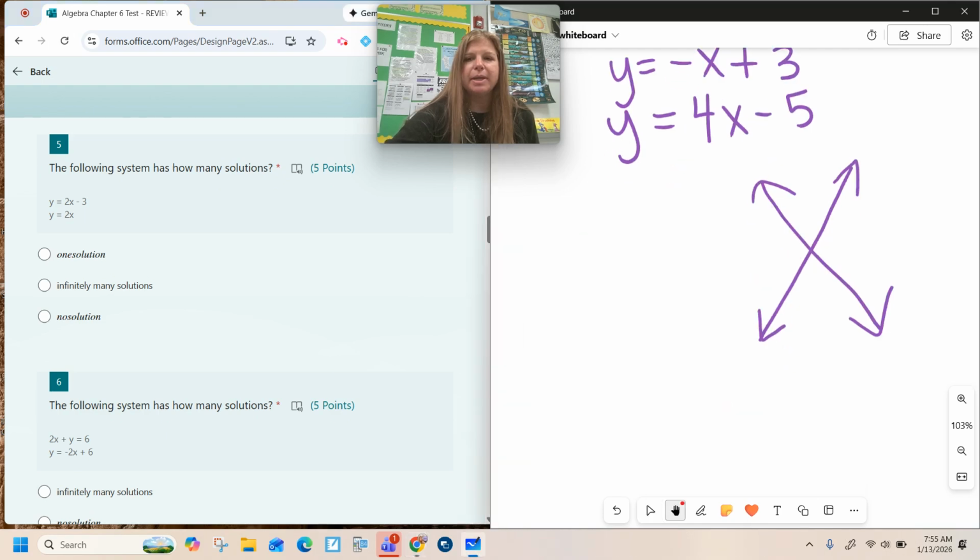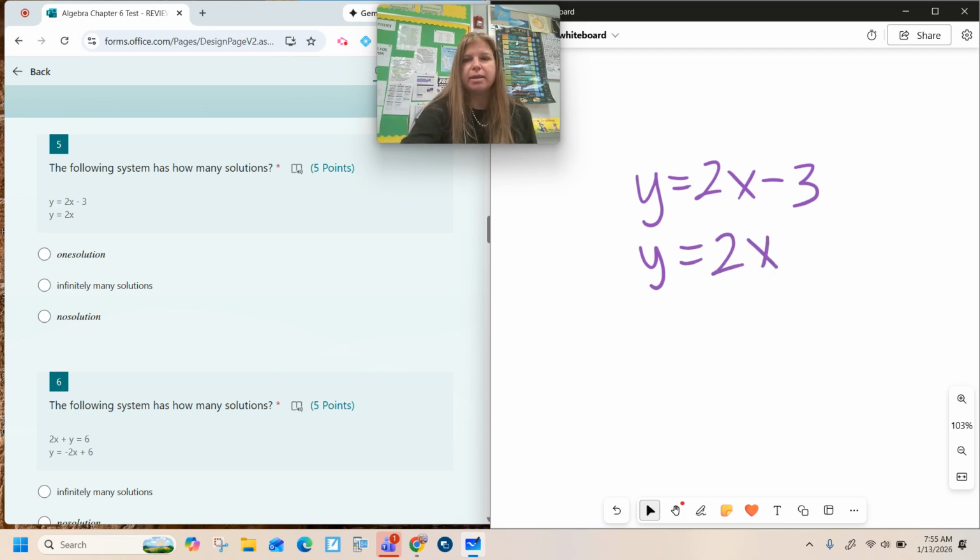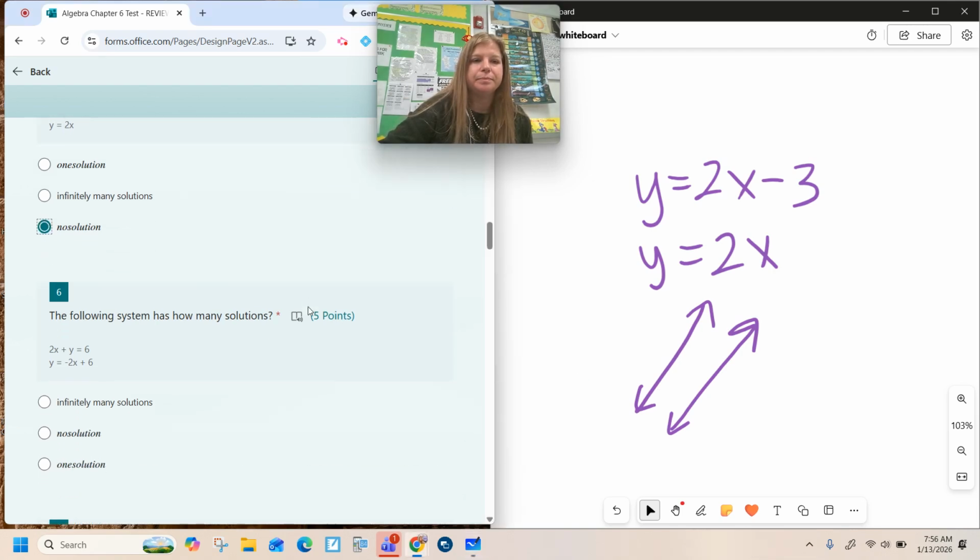Number 5, same idea. y equals 2x minus 3, and y equals 2x. Not the same exact line. The first has a y-intercept of -3. The second one has a y-intercept of 0. I do know that they're going to be parallel because they have the same slope. So again, parallel lines never intersect each other, and so it's going to be no solution.